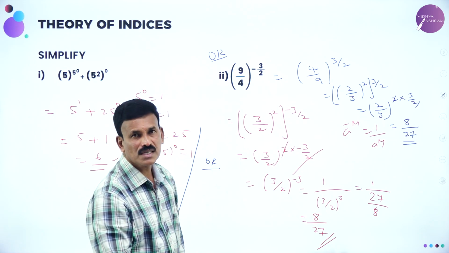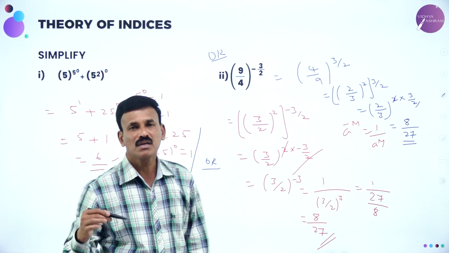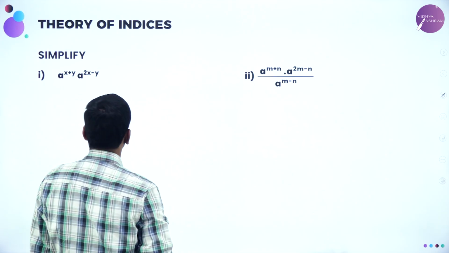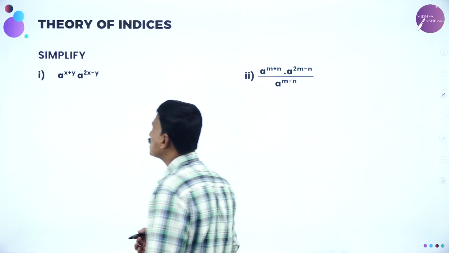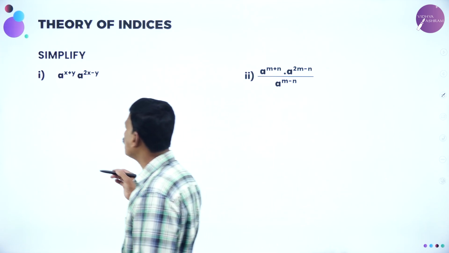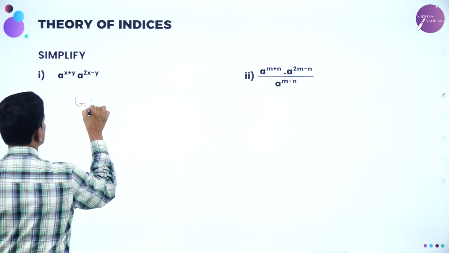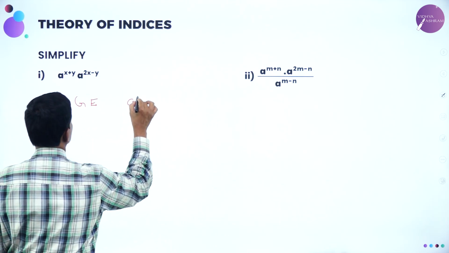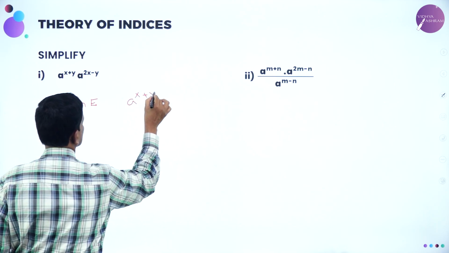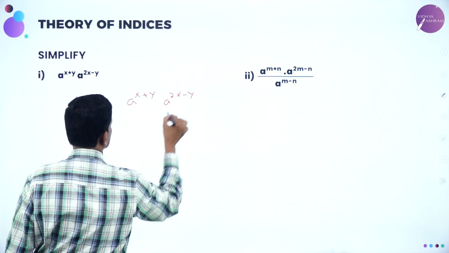You can simplify like this, with any method you follow to simplify this. Hope you followed. Now, let us come to the next problem. Now, simplify a to the power of x plus y into a to the power of 2x minus y. Very simple problem. Now, what is given here? Given equation: a to the power of x plus y into a to the power of 2x minus y.